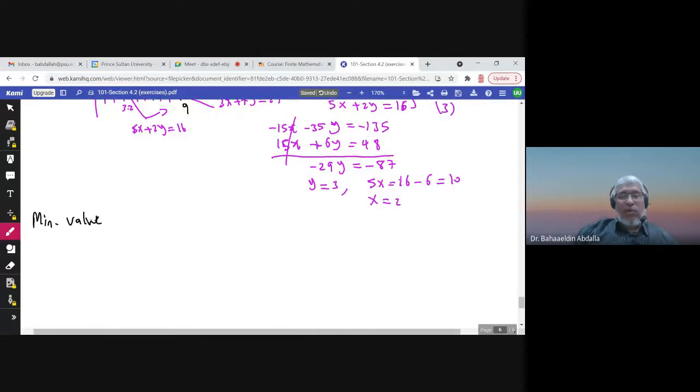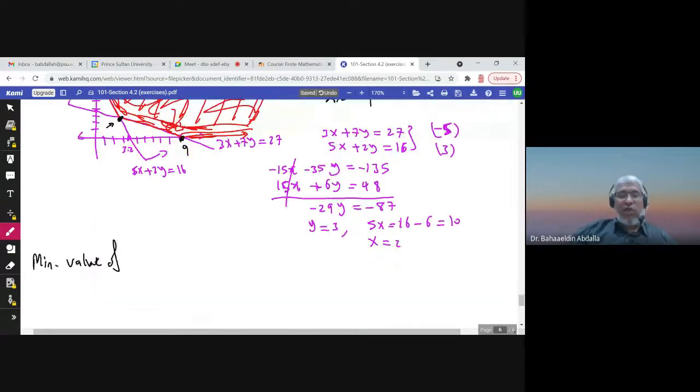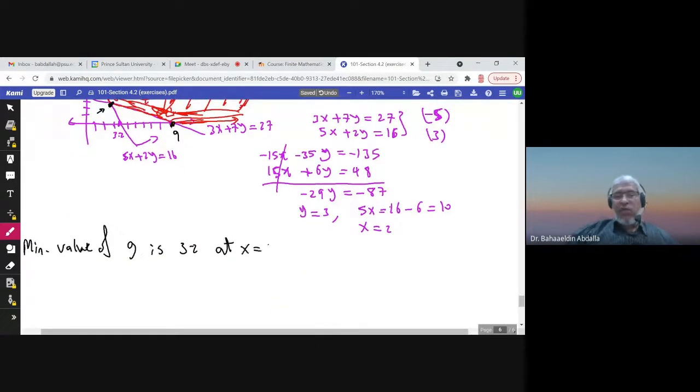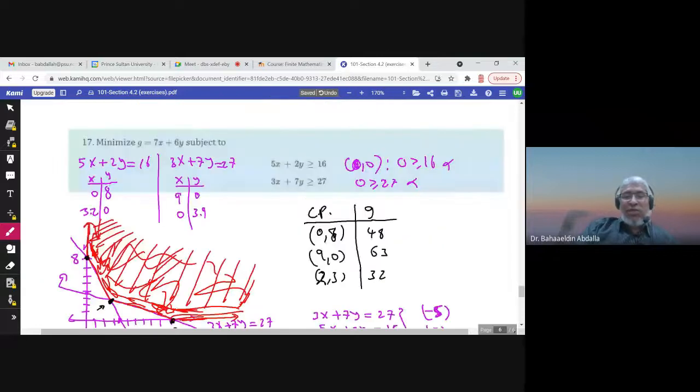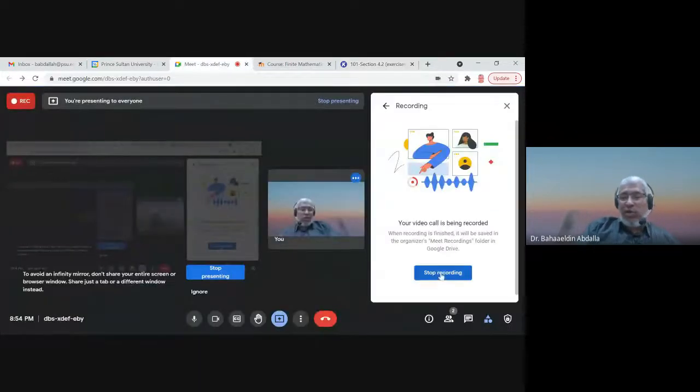So the minimum value of the function, what is the name of the function? G is 32. Where does it occur? At x equals 2 and y equals 3. This is the end of these exercises. Hope you understand the subjects well by now.